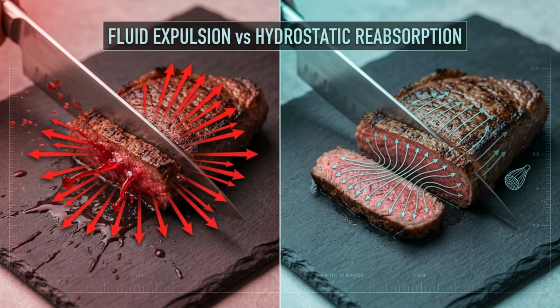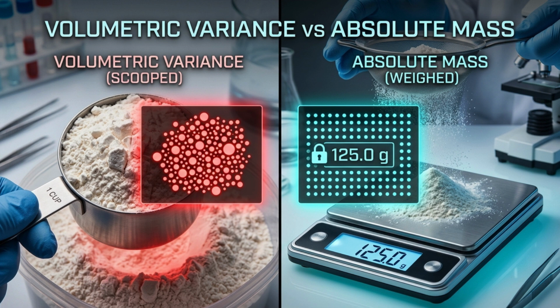Hydrostatic reabsorption, fluid dynamic expulsion. Slicing meat immediately after cooking is a hydrodynamic disaster. High heat forces the biological fluids into the center under intense pressure. You must rest the meat, allowing the thermal gradient to neutralize and the muscle fibers to mathematically relax and reabsorb the liquid.